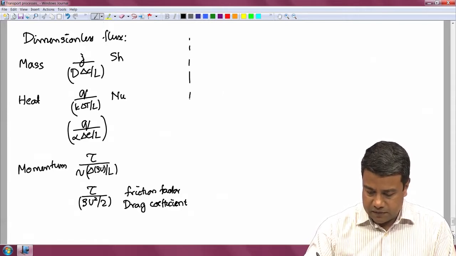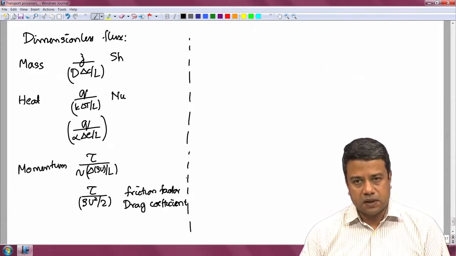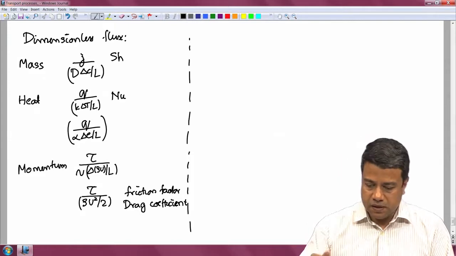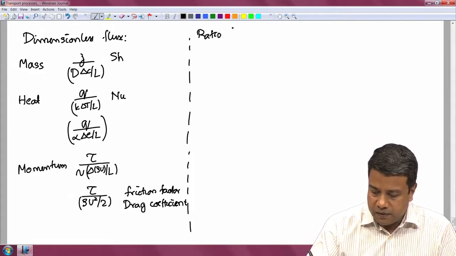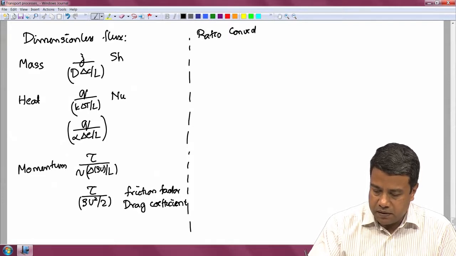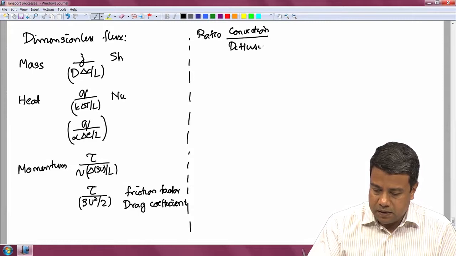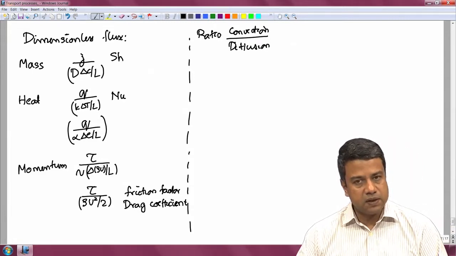So, that is a dimensionless flux, that is the dependent variable. What are the independent dimensionless parameters? They are of two types. One is the ratio of convection by diffusion. Ratio of convection by diffusion.